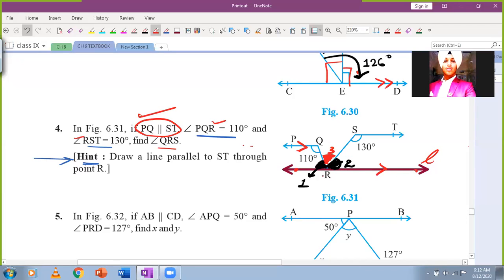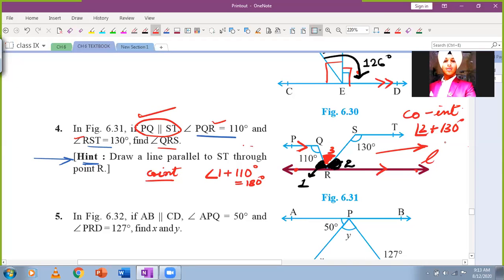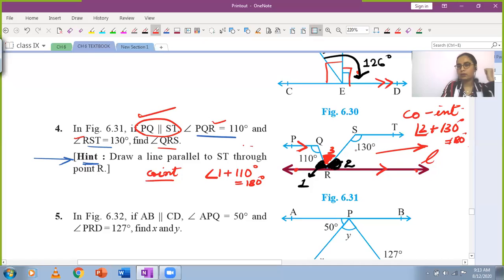Then we have to do co-interior sum. That's right. Angle 1 and 110: since PQ is parallel to L, 110 and angle 1 are co-interior. Their sum will be 180. Similarly, on this side, 2 and 130 will form co-interior. Their sum will also be 180. So from here, will you be able to find out angle 1 and angle 2?